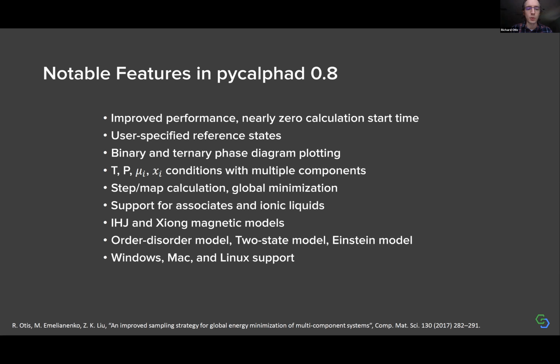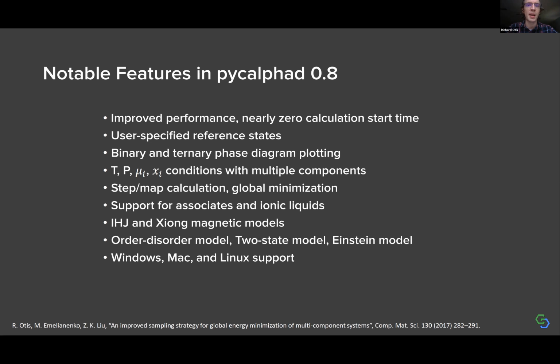Binary and ternary phase diagram plotting. You can do chemical potential conditions along with temperature, pressure, and composition. Step and map calculation, global minimization. So that gives you your automatic miscibility gap detection. We support that natively. We also support the associate model and the 2 sublattice ionic liquid model.